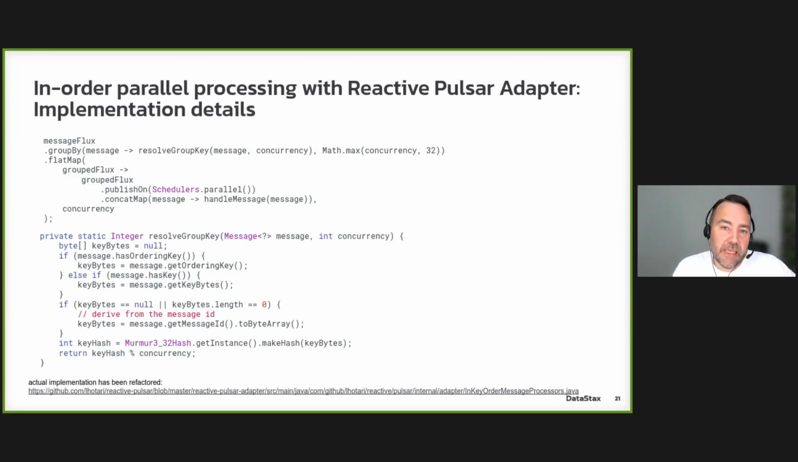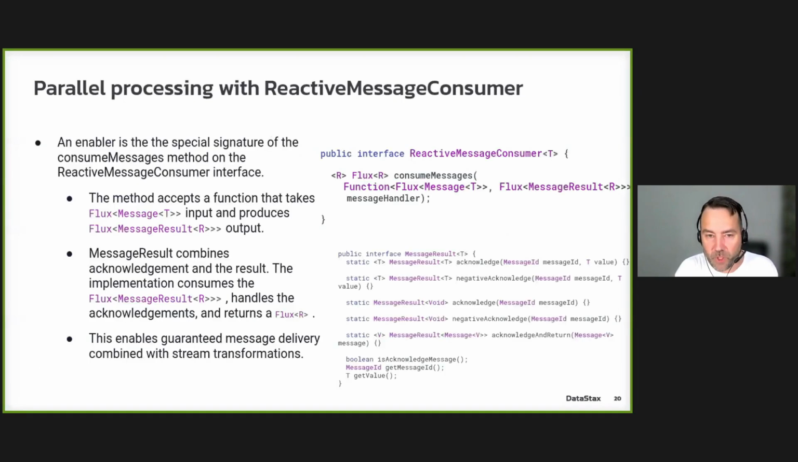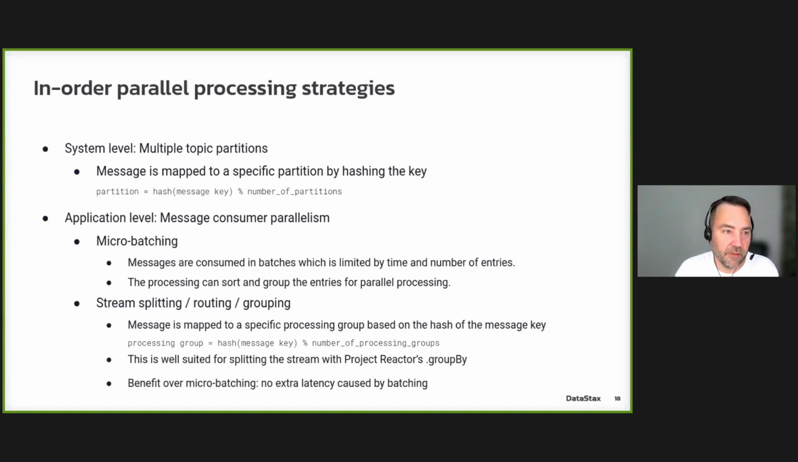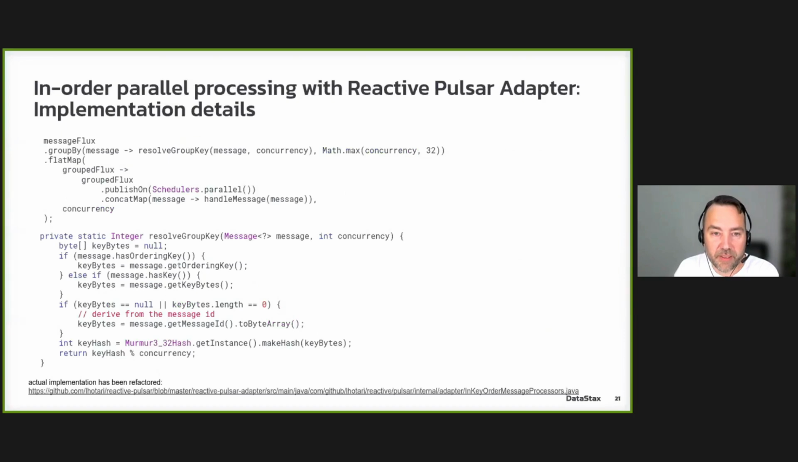So this is in-order parallel processing, the implementation details. To split this stream into these ordered fluxes, it uses a key that we mentioned earlier here. This function, processing group equals hash of the message key, and then the remainder of the number of processing groups. So this is the implementation for that function to calculate that.